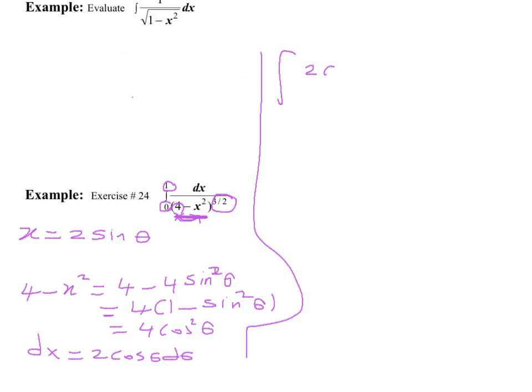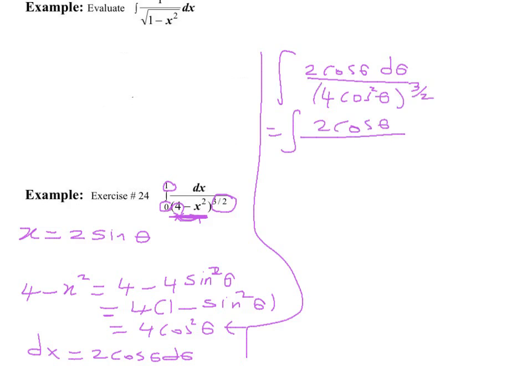dx is equal to 2 cosine theta d theta, and 4 minus x squared is equal to 4 cosine square theta to the power 3 by 2, which means this is equal to 2 cosine theta d theta divided by, we have a square root, so it is 2 cosine theta to the power 3. So this is equal to 2 divided by 8. 8 is the cube of 2, and 1 cosine cancels with 1 cosine here.